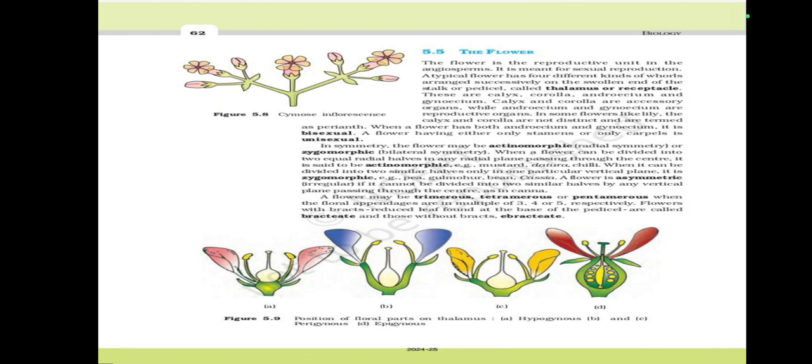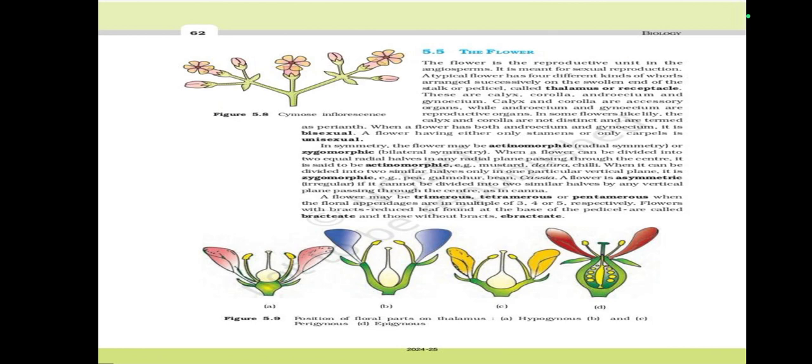The flower is the reproductive unit in the angiosperms. It is meant for sexual reproduction. The typical flower has four different kinds of whorls arranged successively on the swollen end of the stalk or pedicel, called thalamus or receptacle. These are calyx, corolla, androecium, and gynoecium.